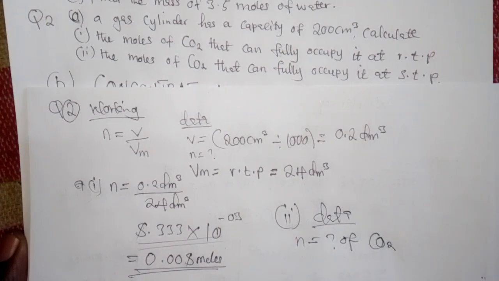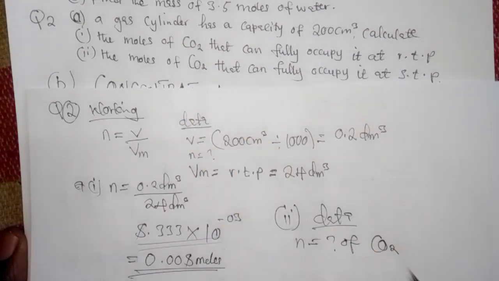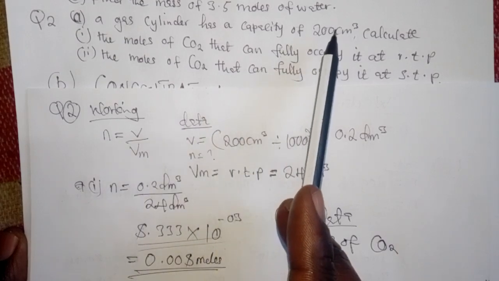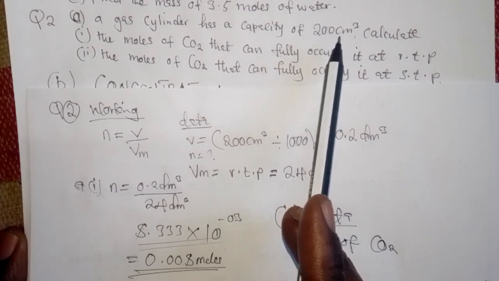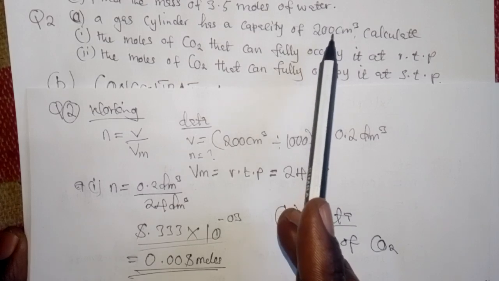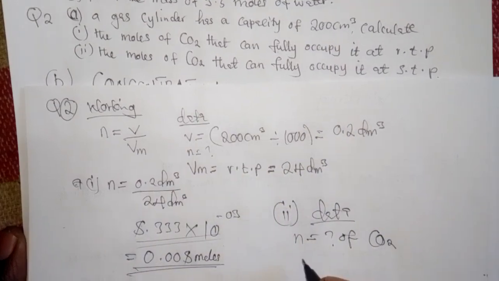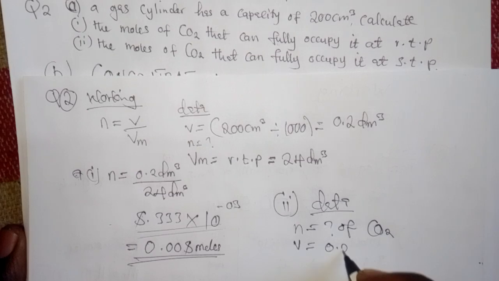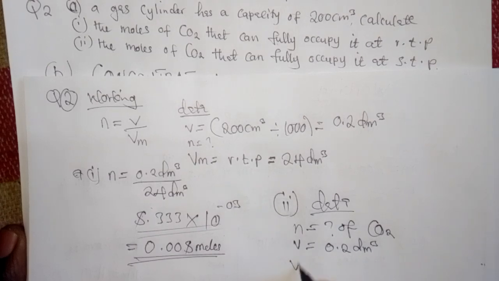Then what's the molar volume? According to our formula, we need to find the volume. Remember our volume there was 200. How do we change this into decimeter cubed? We divide by 1000, which we already did here. Our answer is 0.2. So our volume is 0.2 decimeter cubed.